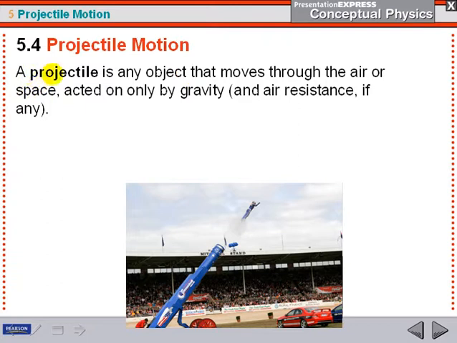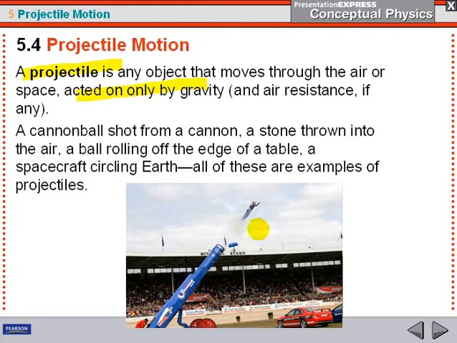So let's define a projectile. A projectile is any object that moves through air or space, and it's acted on only by gravity and air resistance, but we're going to talk without air resistance now. And if you see this guy coming out of the cannon, he's a projectile. He's been shot out, and once he leaves the cannon, there's no other force on him except gravity pulling down and the air resistance that he's pushing through.